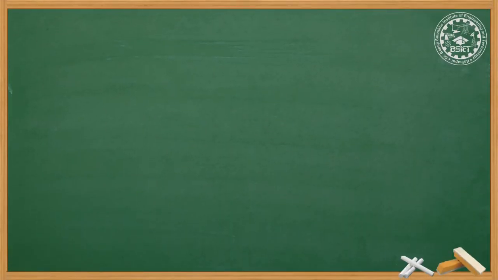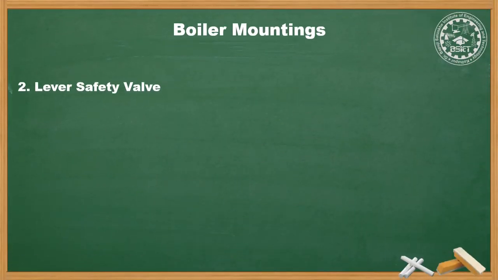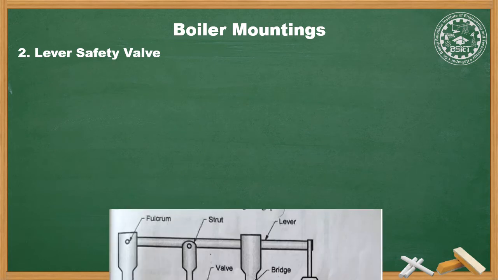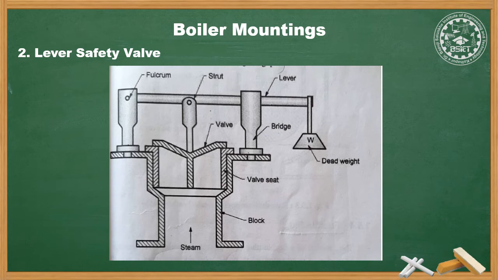The next is the lever safety valve. The lever safety valve's function is, when the steam pressure of a boiler is greater than the design or normal working pressure, the valve is lifted up, escaping the steam through the gap formed between the valve and valve seat. When pressure decreases, it falls down, closing the gap.